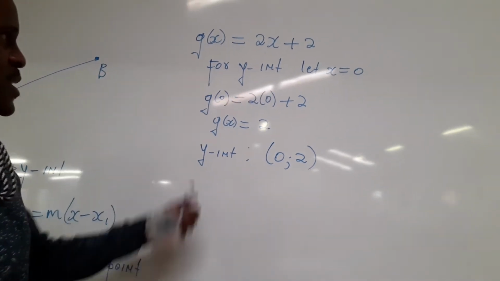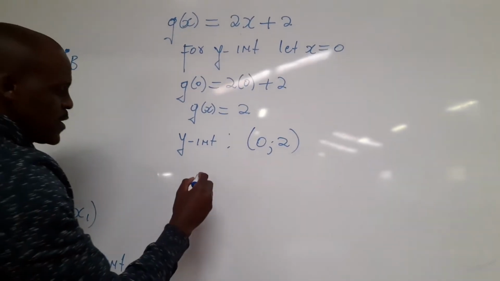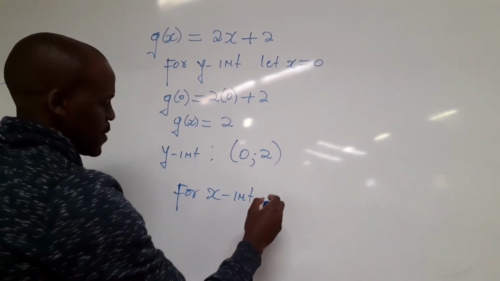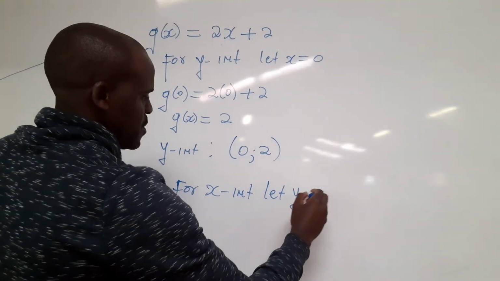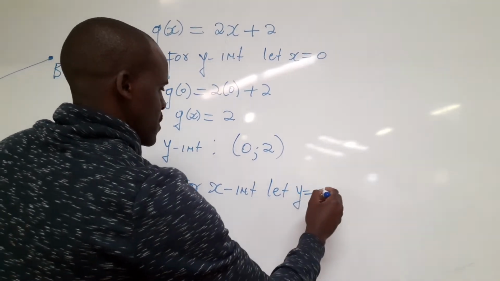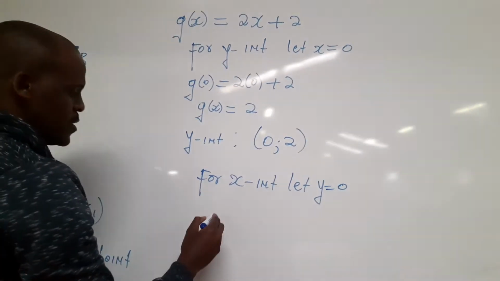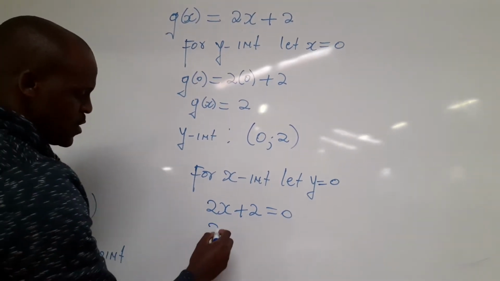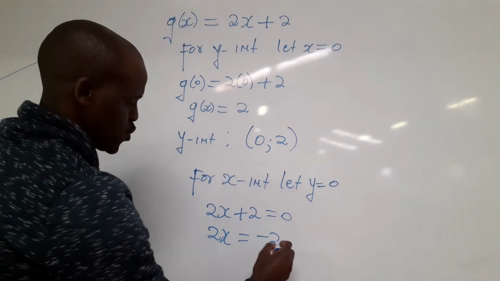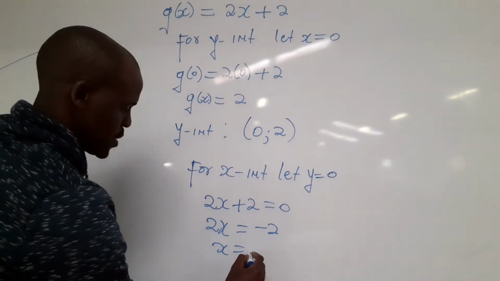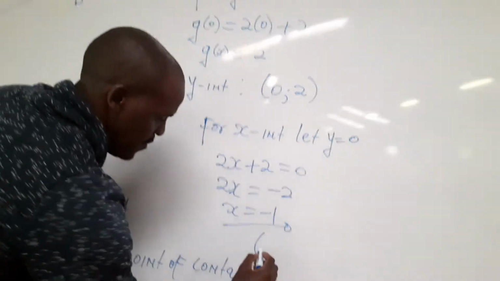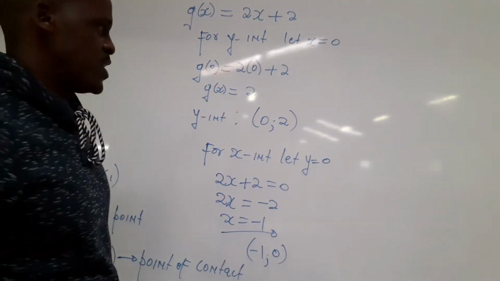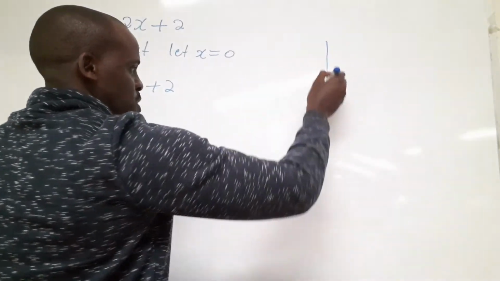Let's find the x-intercept. For the x-intercept, we let y be 0. Therefore, 2x plus 2 equals 0. Our y is 0. 2x will be equal to negative 2, transposing the 2. Therefore, x will be equal to negative 1. The x-intercept will be (negative 1, 0). These are our 2 points to sketch the graph.